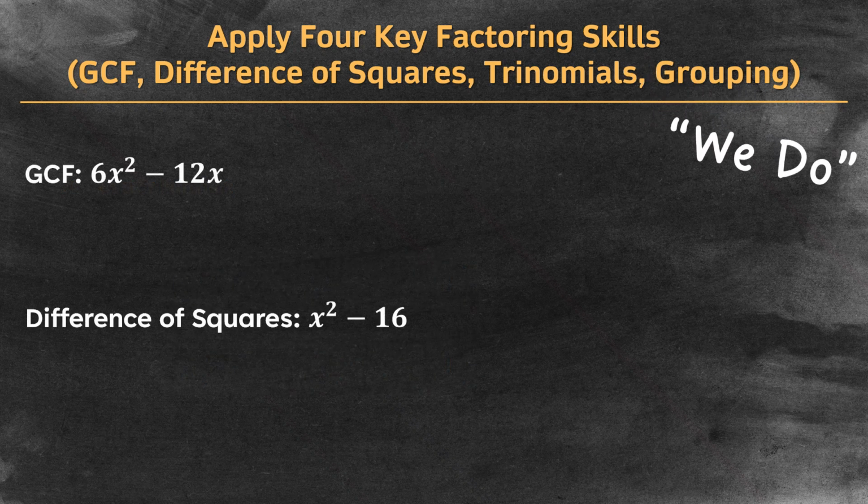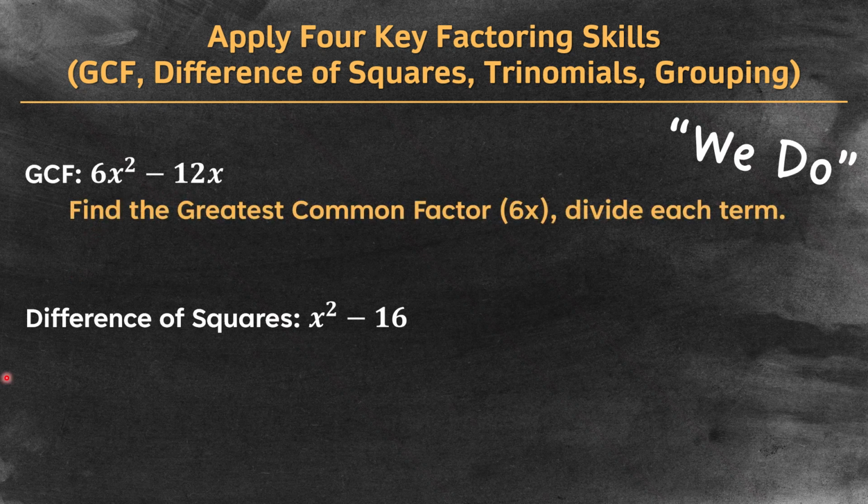Now, let's do this together. What is the greatest common factor of 6x squared minus 12x? And how can you do the difference of squares for x squared minus 16? So for the first one, 6x squared minus 12x. Take note. Find the greatest common factor, which is 6x, and divide each term. So we're going to end up with 6x times x and 6x times minus 2. So we have 6x times x minus 2.